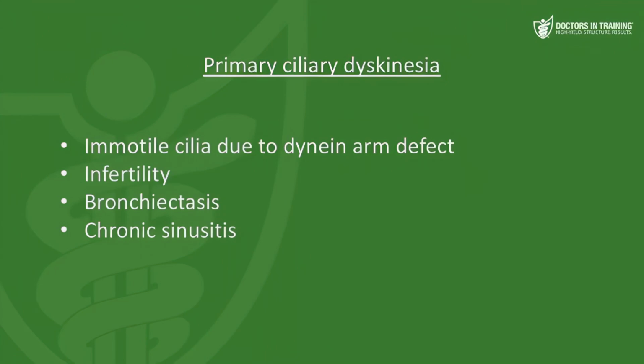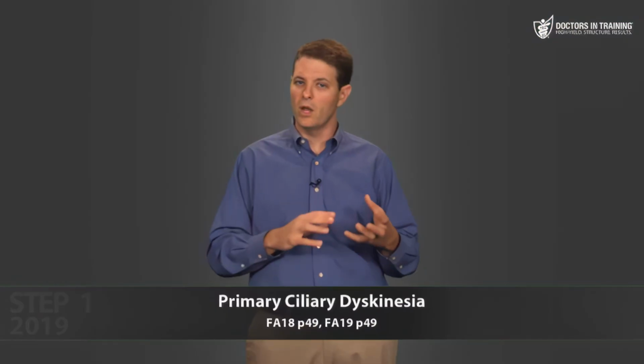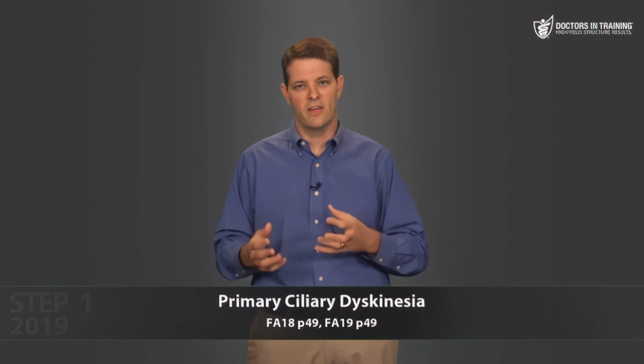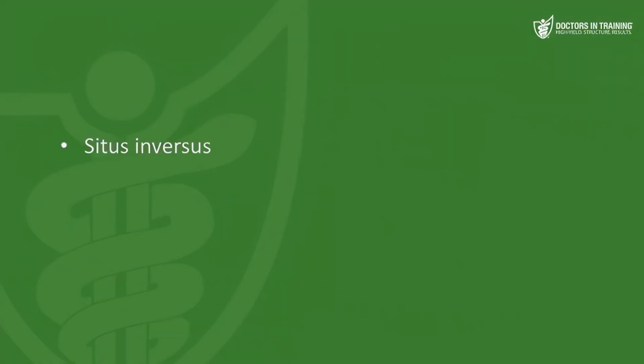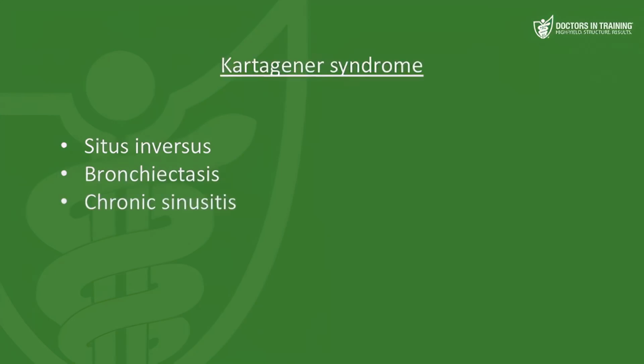And then cilia are also involved in determining the position of internal organs during embryological development. So about 50% of patients with primary ciliary dyskinesia also have situs inversus, where the organs are on the opposite side of the body. So the liver would be on the left and the spleen would be on the right. There's also dextrocardia, where the heart is over on the right. Now, not all patients with situs inversus have primary ciliary dyskinesia, and not all patients with primary ciliary dyskinesia have situs inversus. Now, if you have the triad of situs inversus, bronchiectasis, and chronic sinusitis, that's called Kartagener syndrome.